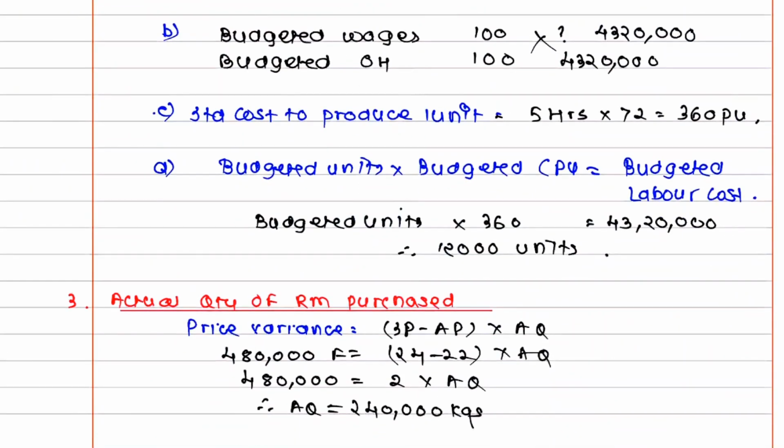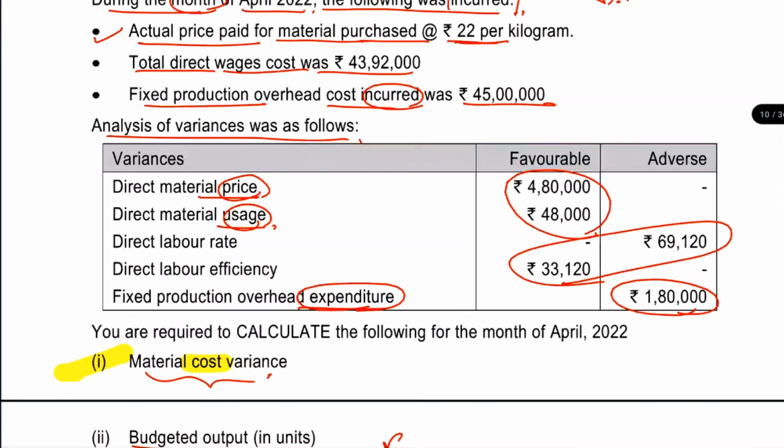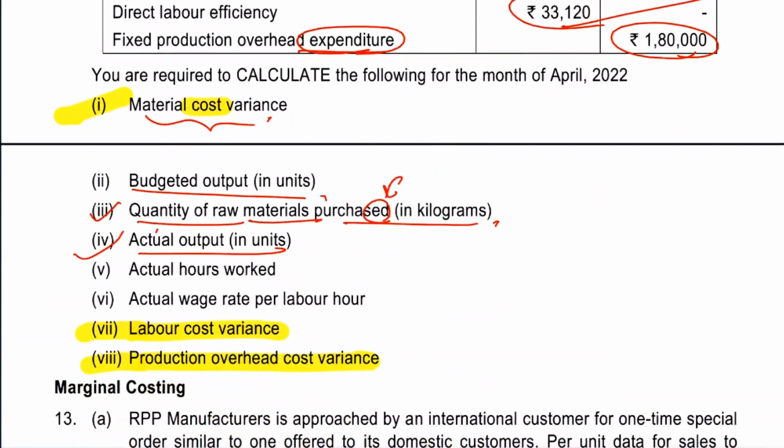What is the fourth requirement of the question? So if I read the fourth requirement, what are they asking for, sir? They are asking for actual output in units. Okay. Either you can go through labor or you can go through material. I am going with the material in units.